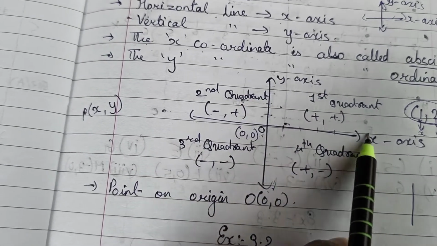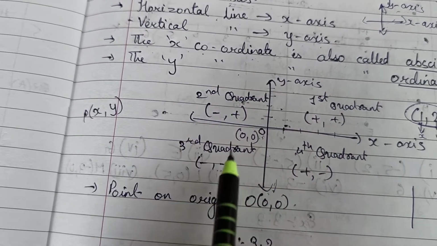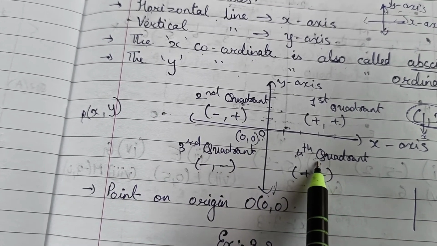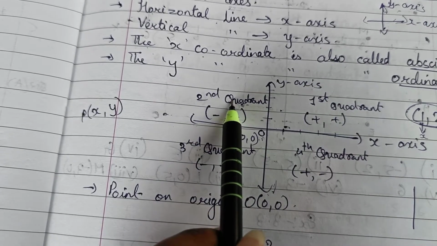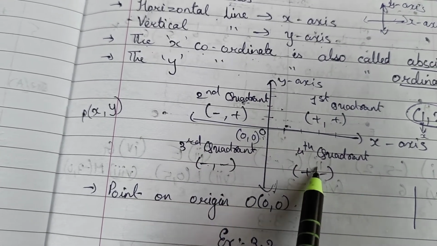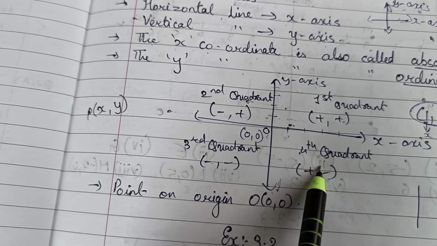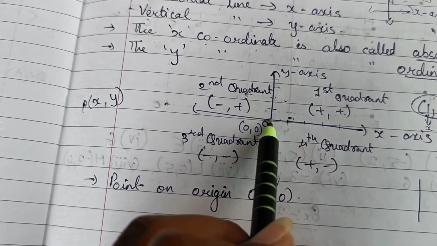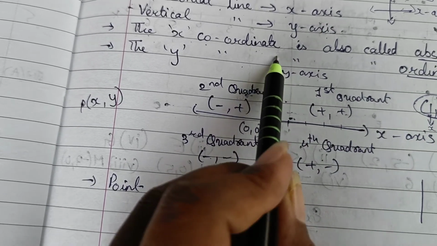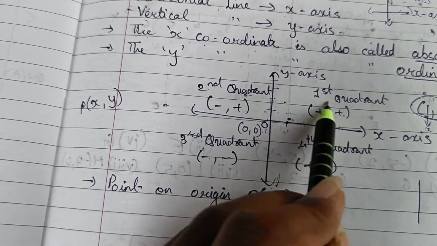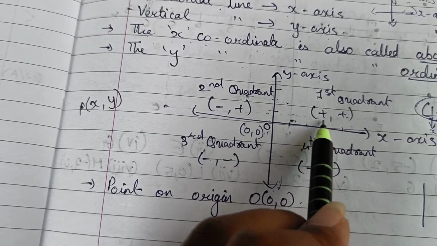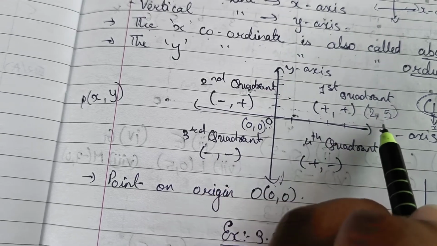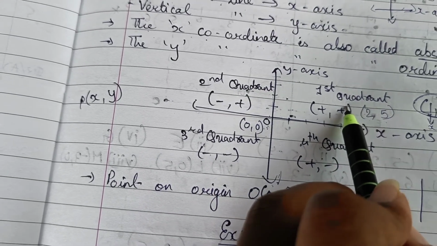Now this horizontal line and vertical line divide your Cartesian plane into 4 parts, and these 4 parts are known as quadrants. This is your first quadrant, this is your second quadrant, this is the third quadrant, and this is the fourth quadrant. Now what are the values of these quadrants? See, the first quadrant is formed with the positive x-axis and positive y-axis. So the values in this quadrant will be (positive, positive). Suppose you have 2 on the x-axis and 5 on the y-axis, so both values will be positive for the first quadrant.